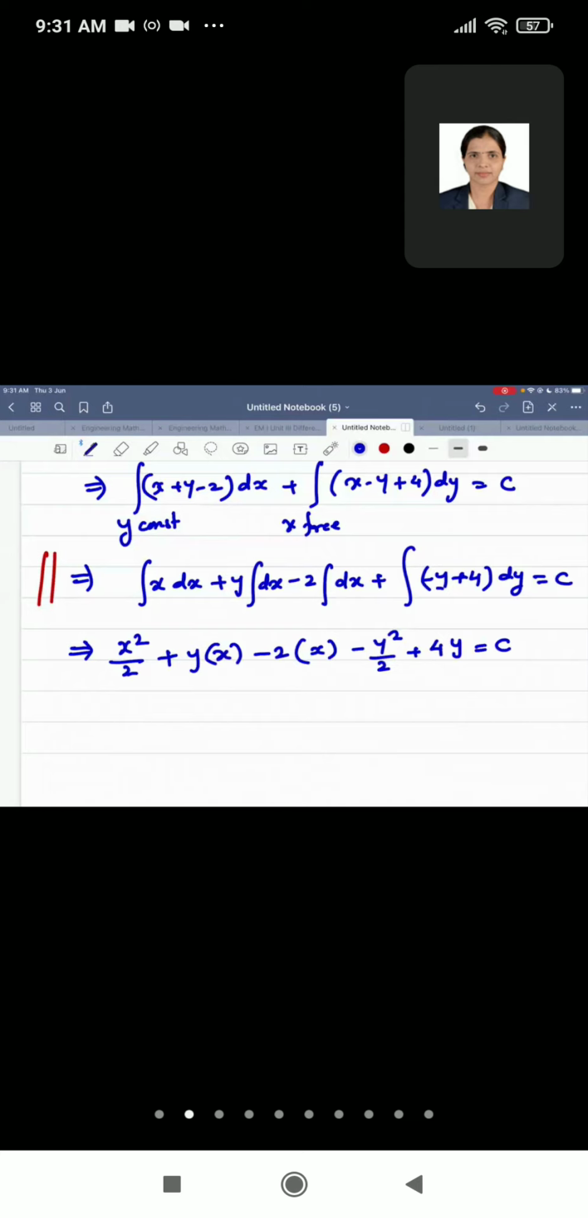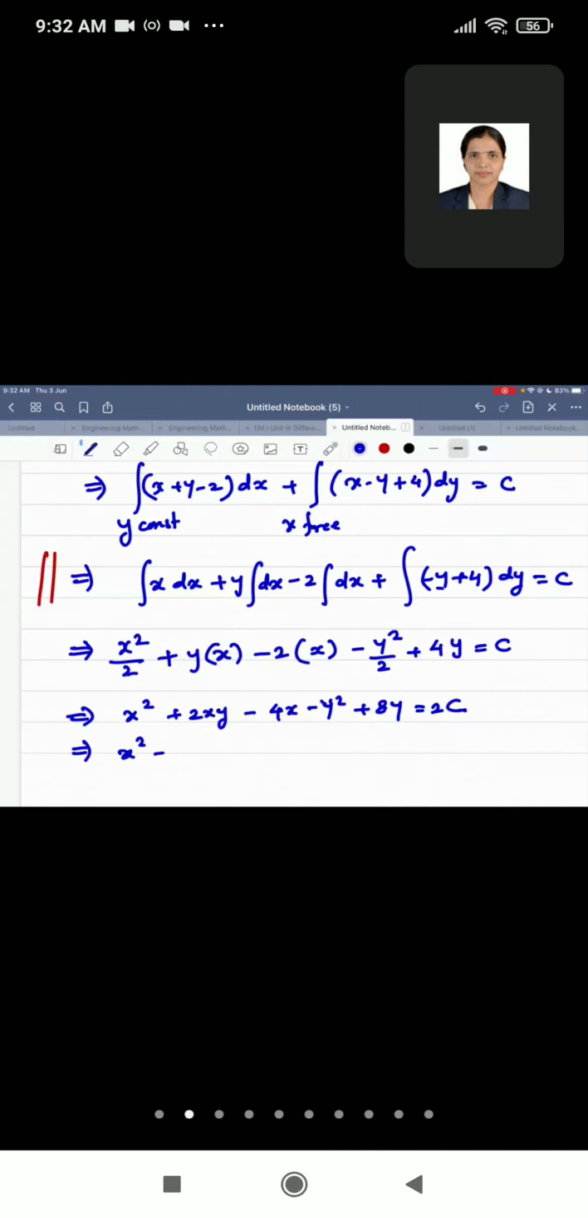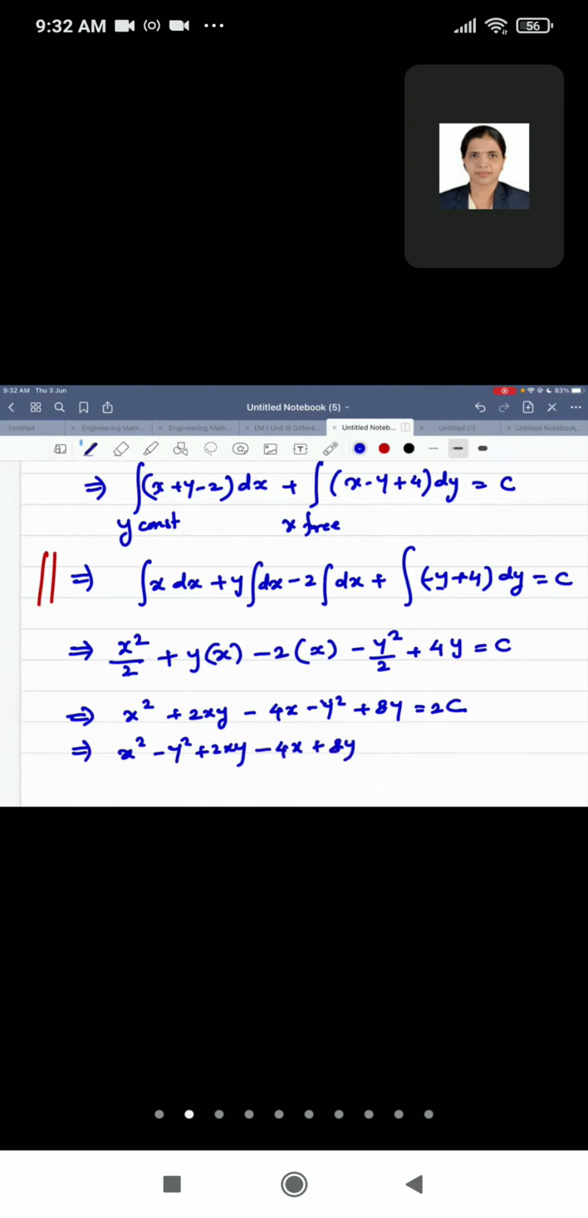Okay. So what answer you get? You get the answer as x square plus 2xy minus 4x minus y square plus 8y equal to c. Or in fact it will be 2c because we have taken the LCM. So 2c it is. So let us rearrange the terms. x square minus y square plus 2xy minus 4x plus 8y equal to C1. This is your required solution.